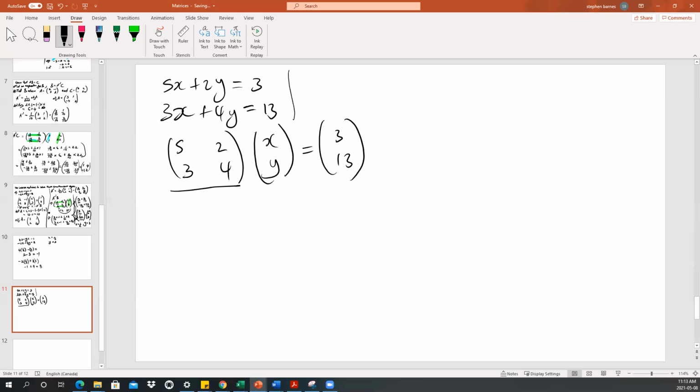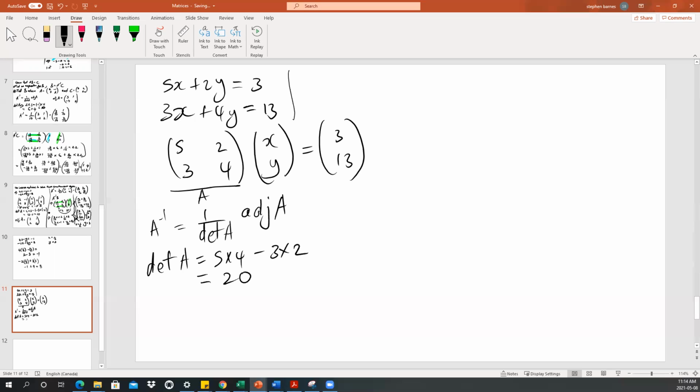Same thing. If I were to call it A, we know that A inverse, and I'm just drilling this over and over, is 1 over the determinant of A multiplied by the adjoint of A. And the determinant of A, in this case, is 5 times 4 minus 3 times 2. So this is 20 minus 6, which is 14. So we'll get that down.